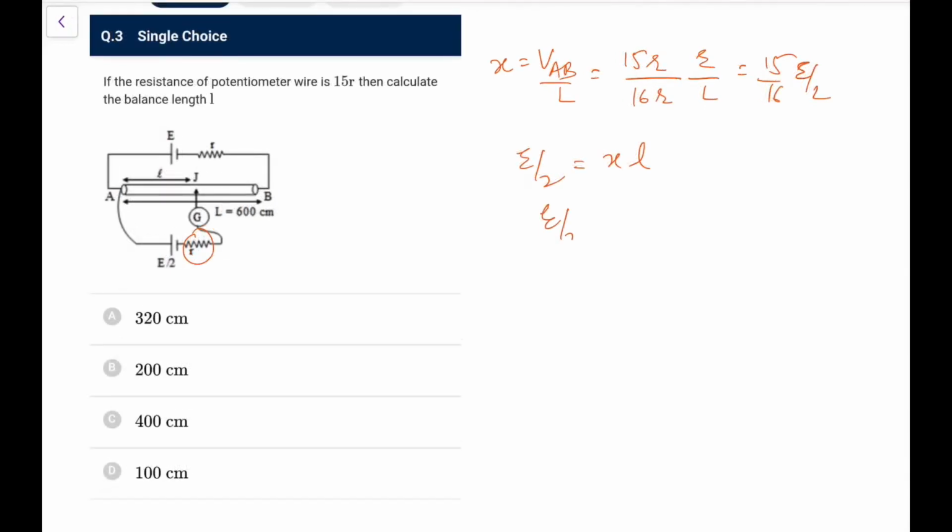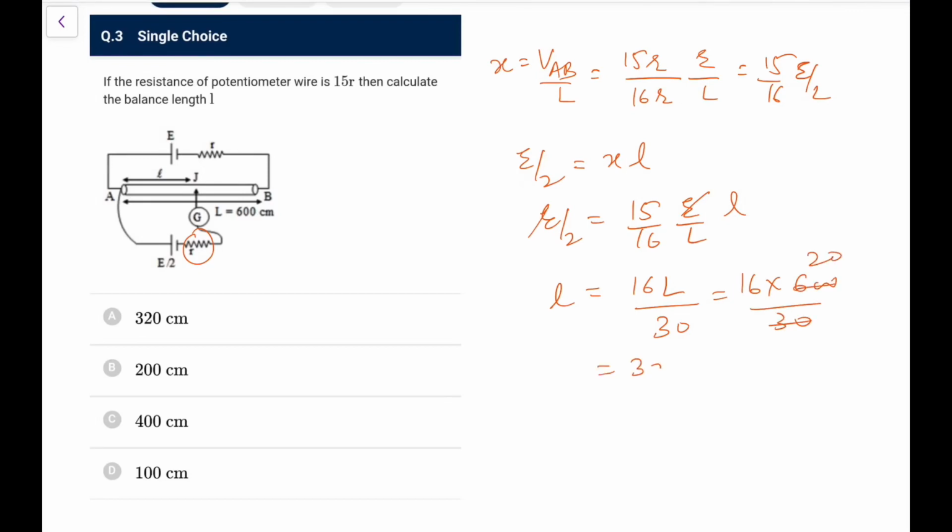So putting this, E by 2 is X, X is 15 by 16, E by L into L. So E and E get cancelled, L comes out as 16L upon 30, which is 16 into 600 by 30. So this is what we have, this is 20 into 16, 320 centimeters. So go for option A.